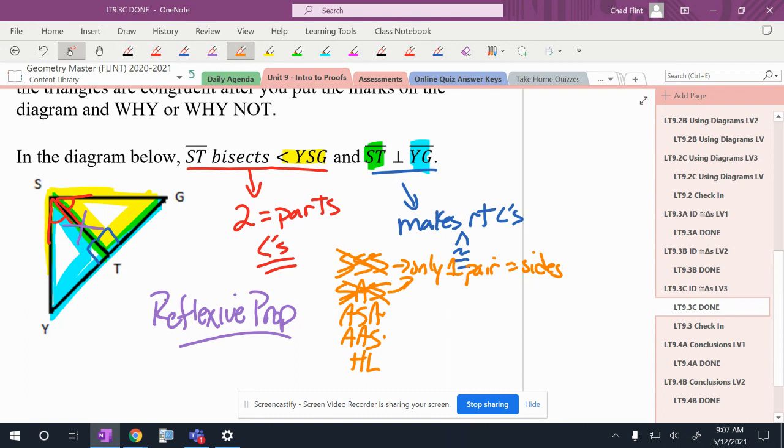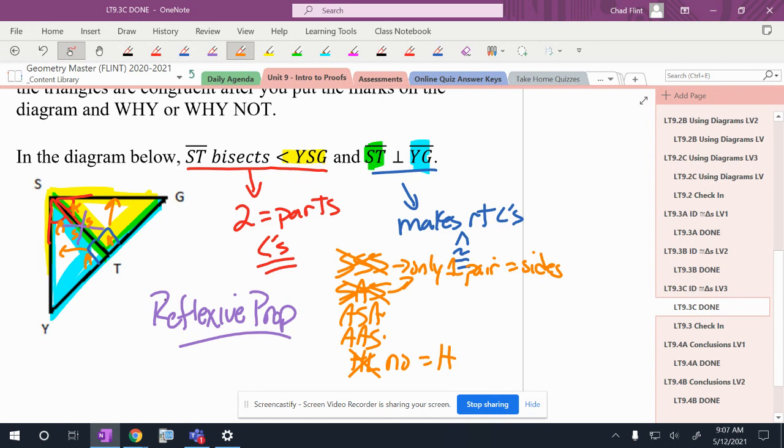So I've got 3 possible choices because these both need 2 pairs of angles. This one and this one, angle, angle, side, angle, side, angle. I have a pair of angles here. I have a pair of angles here. I have a pair of sides there. All right. Now, hypotenuse leg. The hypotenuse would need to be congruent. The hypotenuse is over there and over there. There's no hypotenuse. So that one's out. So hypotenuse leg is out.